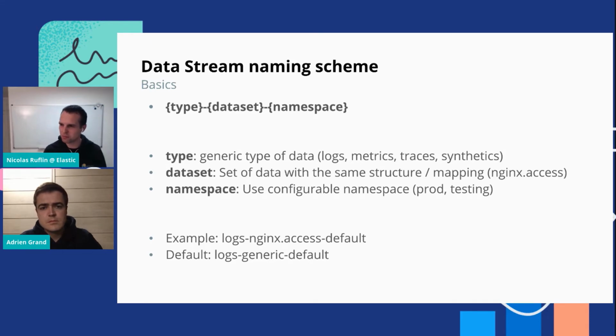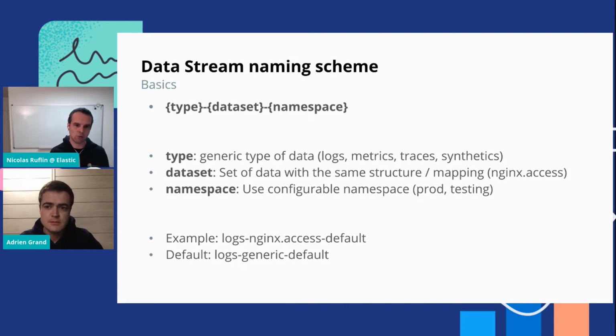And some that use Beats probably know event dataset. So the dataset describes the structure and the mapping of the data. For example, Nginx success logs have the same structure. Nginx error logs have a different structure, but all the Nginx error logs have the same structure.